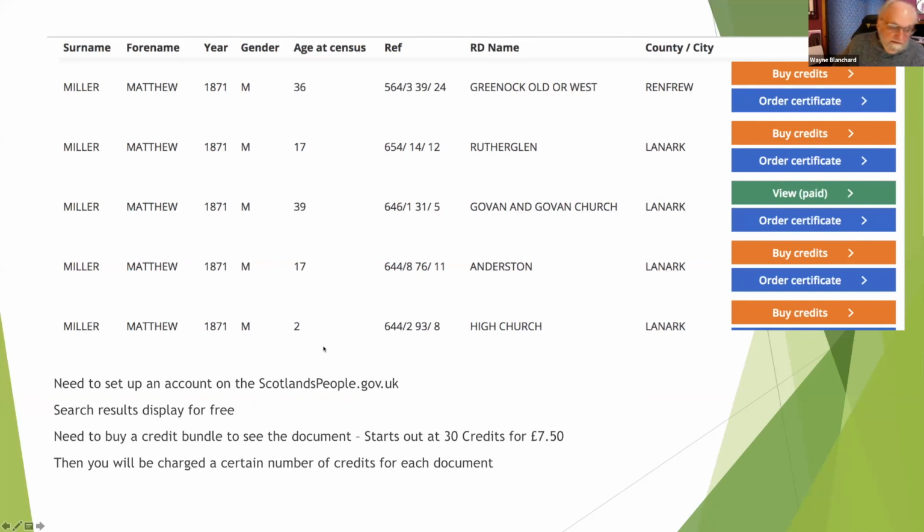Each document you are charged a certain number of credits. You have to buy a credit bundle. The lowest amount you can buy is 30 credits for £7.50. And then you're charged a certain number of credits for each document. Once you've paid for it, though, as you can see here in green next to Matthew Miller, it says view paid, so you can go back and see the document again if you want to, and you can obviously copy it.